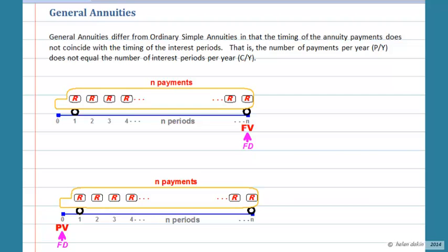General annuities differ from ordinary simple annuities in that the annuity payment periods do not coincide with the interest periods. That is, if we have payments that are made monthly and the interest is compounded semi-annually, as is often the case with mortgages, we have a general annuity. That is, the number of payments per year does not equal the number of interest periods per year.